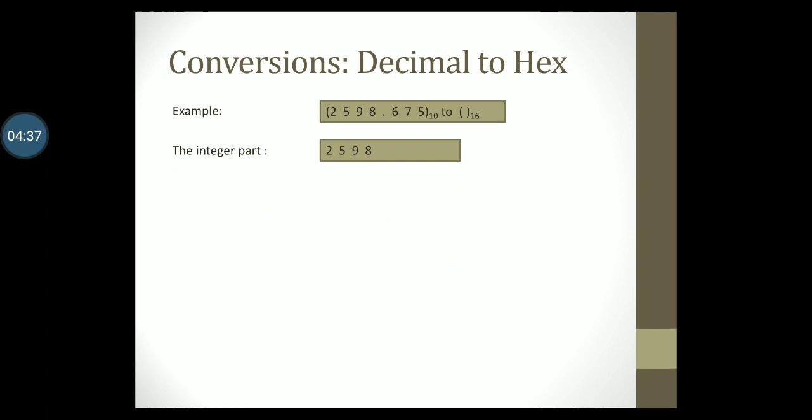Just like converting decimal to binary where we do successive division by 2, you can refer to the double-double method. We can convert a decimal number to hex by doing successive division by 16 and recording the remainder. So let us start with the integer part of the number 2598 and divide it by 16.